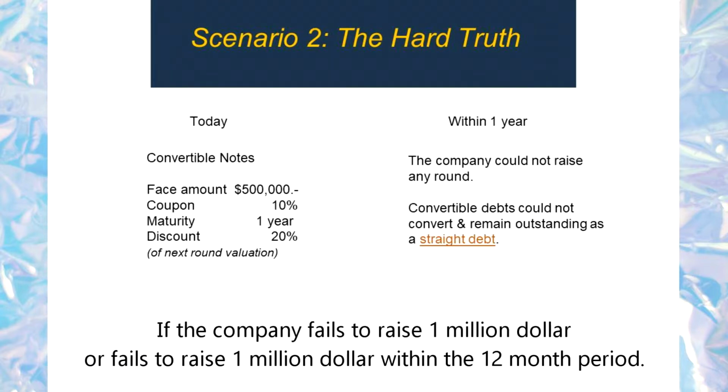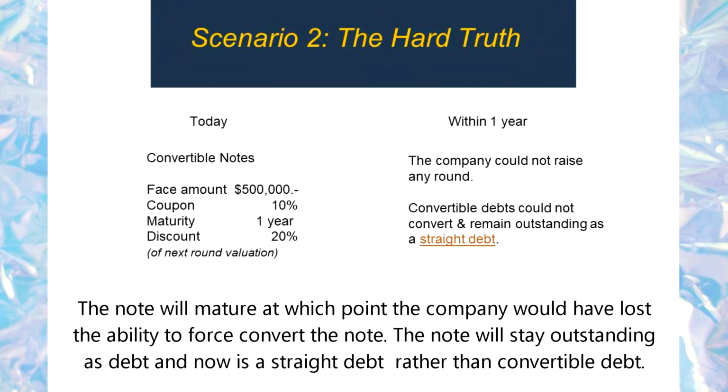If the company failed to raise $1 million within the 12-month period, the note would mature, at which point the company would have lost the ability to force conversion of the note. The note will stay outstanding as debt and is now straight debt rather than convertible debt.